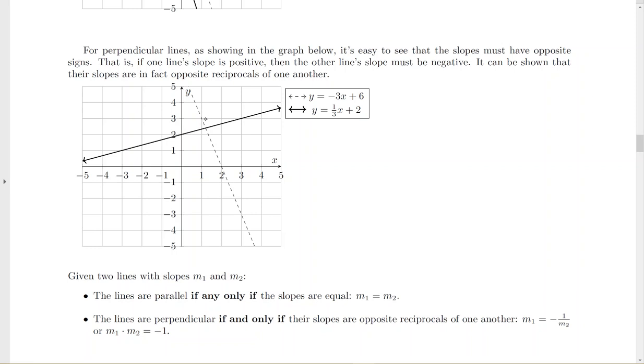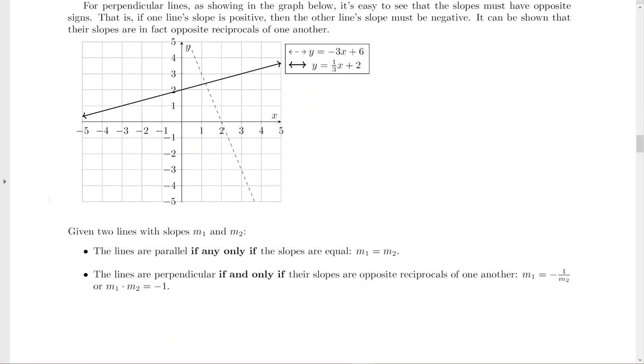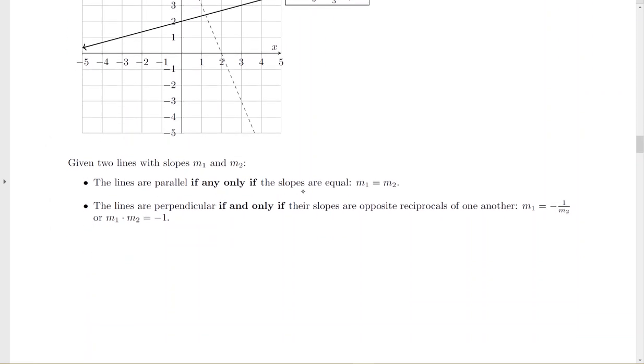And perpendicular lines will form a 90-degree angle with each other, so one has to be going uphill while the other one goes downhill. The signs have to be opposite, and then the numbers have to be reciprocals of each other. So two lines are parallel if and only if the slopes are equal, and two lines are perpendicular if and only if their slopes are opposite reciprocals of each other.